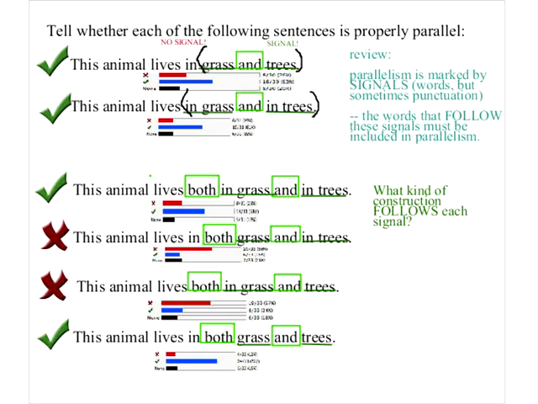One more problem that's going to be correct, just to show you how this works. I mean, the left-hand structure is just sort of arbitrary. But if I say something like, this animal lives in grass and forages in trees, it still works, because here's your signal, and it marks off forages in trees.